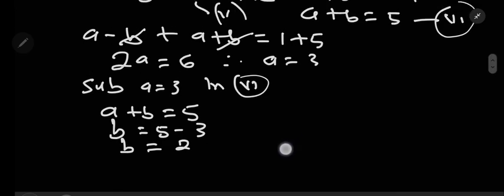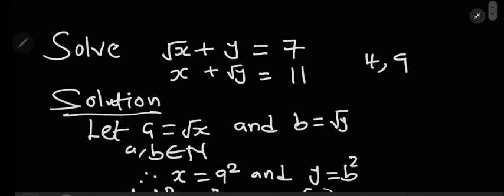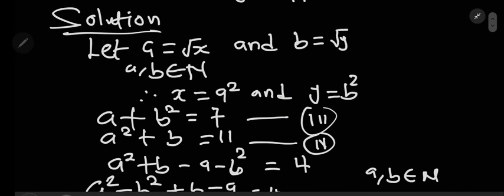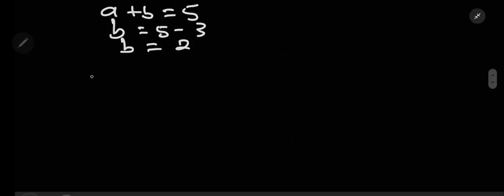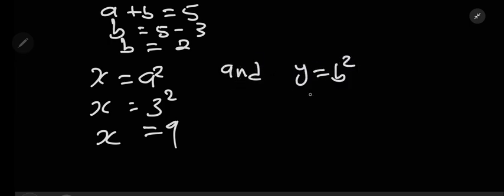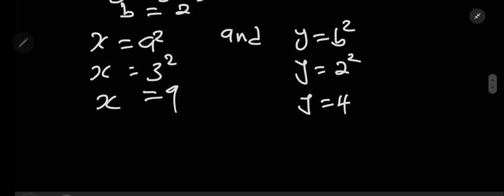Okay, so of course, looking at the given question, we are given it in terms of x and y, not a and b. So we just have to put that here to get the x value and y value. Where x is a squared, so you have x to be 3 squared, so x is equal to 9. And we have y to be b squared, so y is 2 squared, and y is equal to 4. So the values of x and y here are 4 and 9.